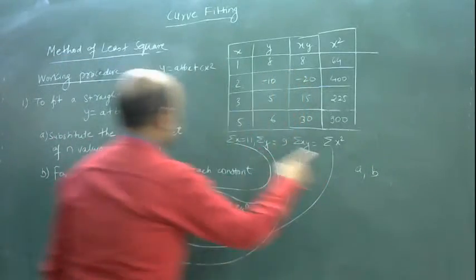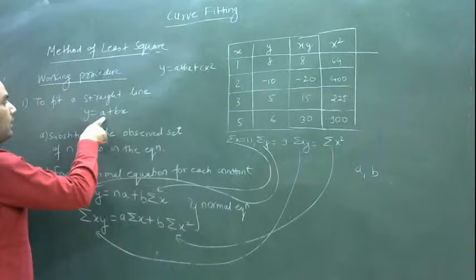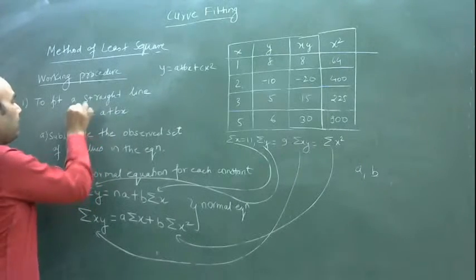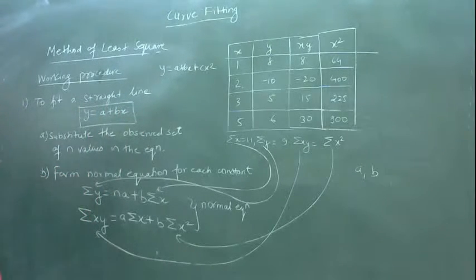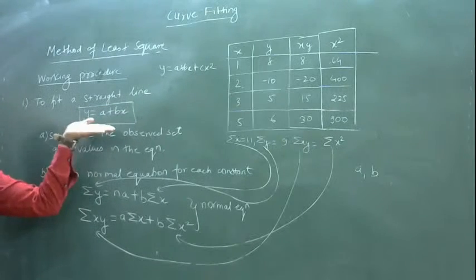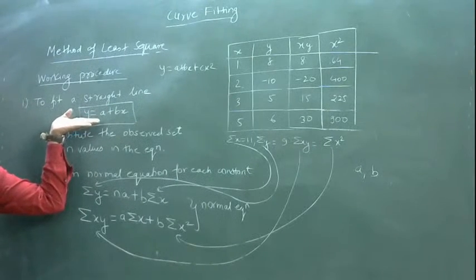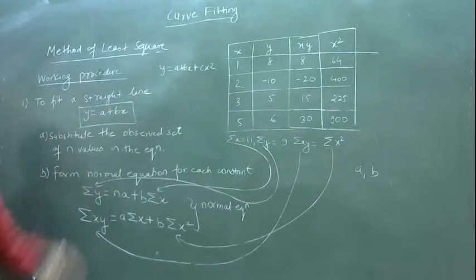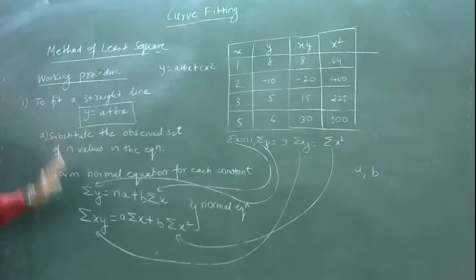Okay, and then substitute it here: y is equal to a plus bx. So you will find the equation of a straight line. Okay, so at any value of x, you can find the value of y, which will be on this curve. Okay, so this is the method to fit a straight line.